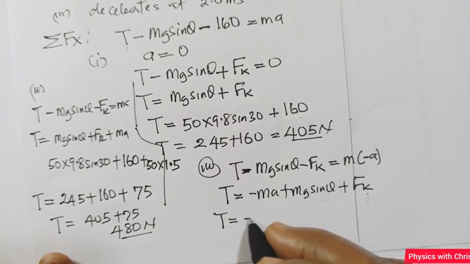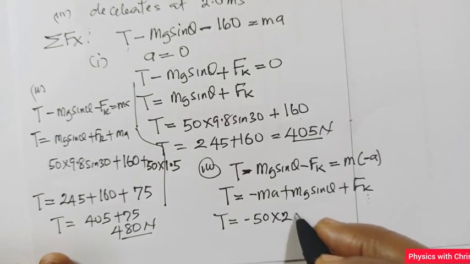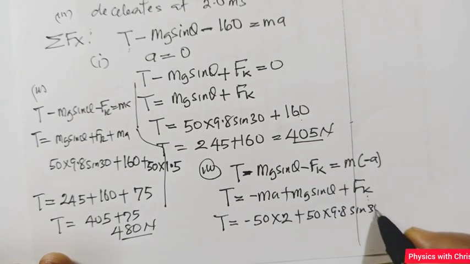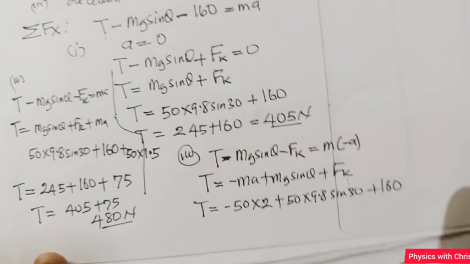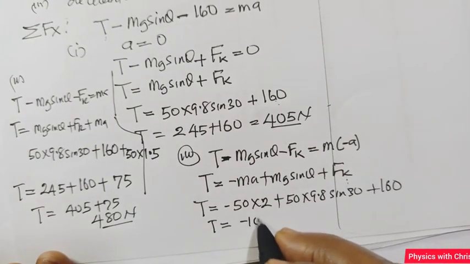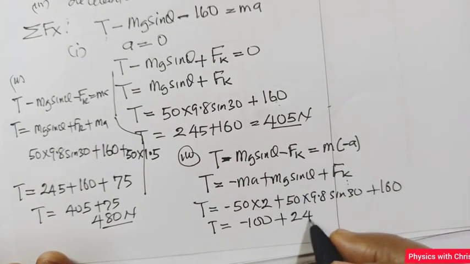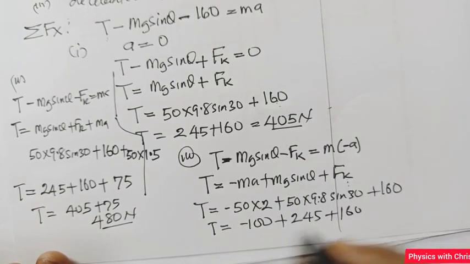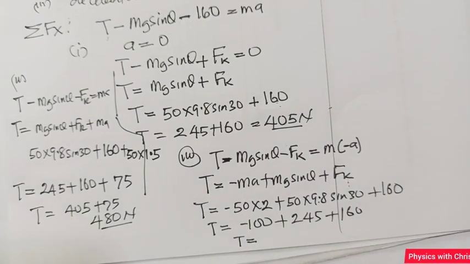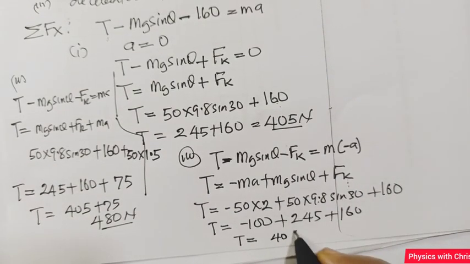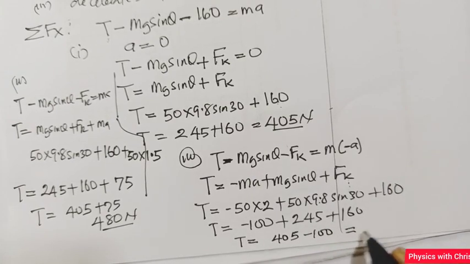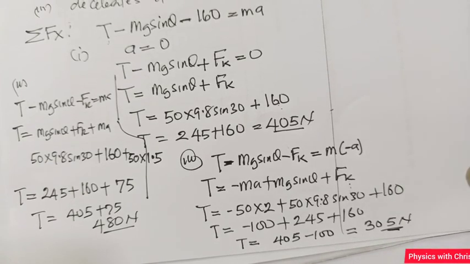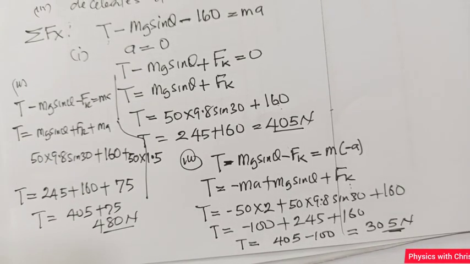So the tension in the string gives me minus 50 times 2 plus 50 times 9.8 times sine 30 plus 160. So in this case, T equals minus 100 plus 245 plus 160, that's if you take the product of these. So my tension in the string gives me 405 minus 100. That gives me 305 Newton. So the tension is least when the block begins to decelerate.